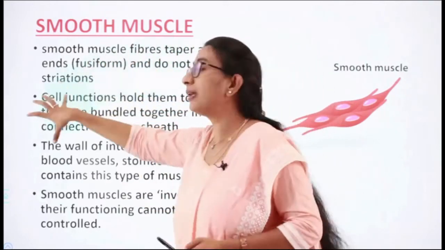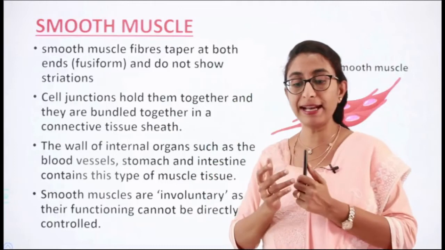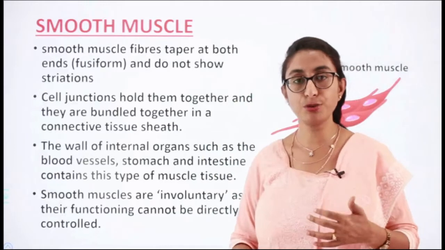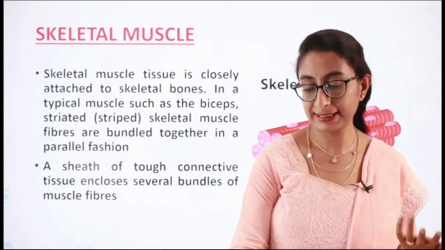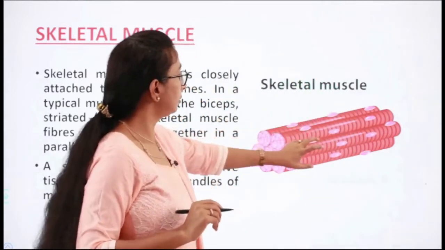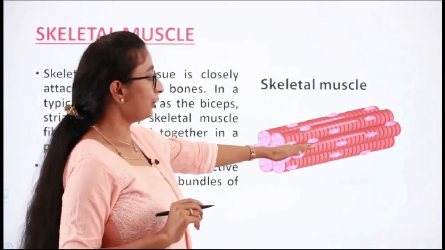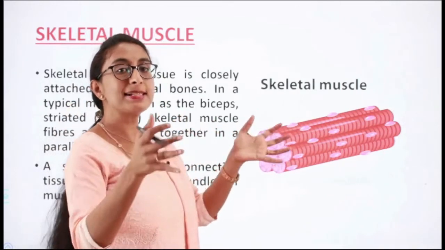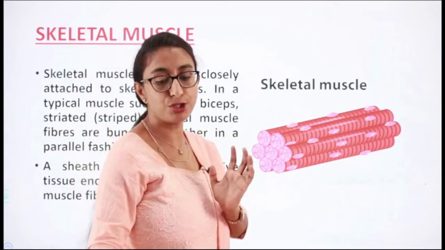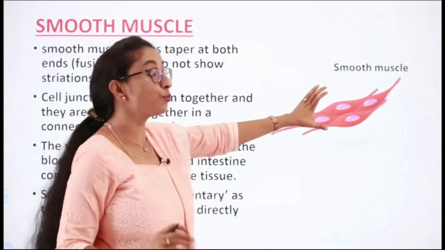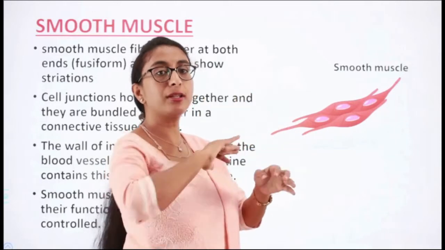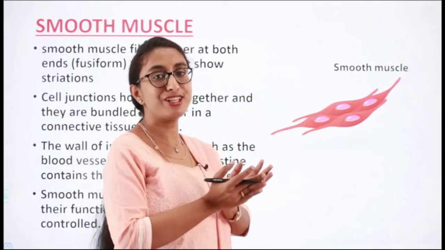Okay. So how are these smooth muscles held together? They are held together by cell junctions and again they are bundled together in a connective tissue. So here I told you in the previous slide, in the skeletal muscle, all these fibers are arranged parallel to one another and several such muscles are bundled together within a connective sheath, right? Within a sheath of connective tissue. Similarly, here in the smooth muscle also, you can find several such smooth muscles bundled together and they are wrapped inside a connective tissue.